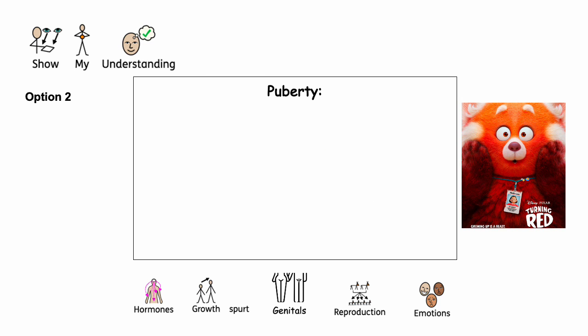This is the template to help you create your answer in response to option 2. So you have a space in your workbook where you've got a box to draw your object or animal that represents puberty, and you've got some of the keywords at the bottom there that you might want to include or use as part of your inspiration when drawing your creature. Hormones, growth spurt, genitals, reproduction, and emotions. These keywords might give you some ideas when creating your animal or object that represents puberty.